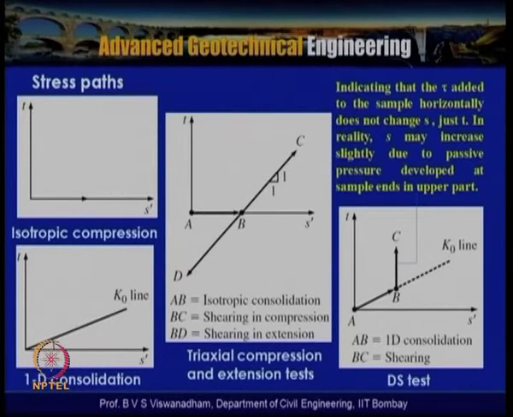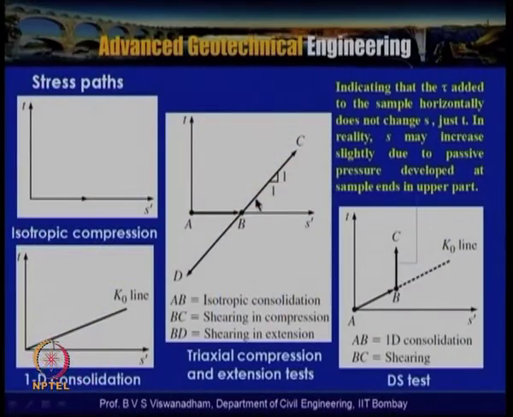So this figure, which shows the stress path, indicates that the tau subjected to the sample does not change horizontally with S, but only T is changing. In reality S may be subjected to a slight increase due to passive pressure developed by the sample ends in the upper part. So this is one of the limitations of the direct shear test. This we have discussed earlier.